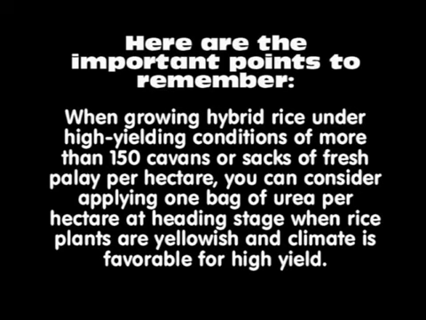When growing hybrid rice under high-yielding conditions of more than 150 kavans or sacks of fresh palay per hectare, you can consider applying 1 bag of urea per hectare at heading stage when rice plants are yellowish and climate is favorable for high yield.